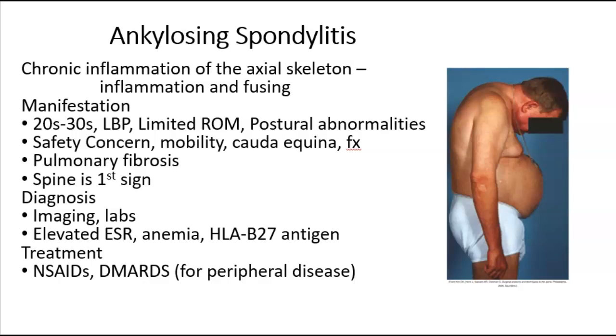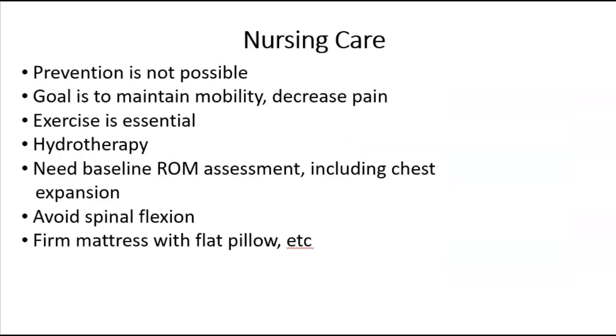Inflammation in this disease doesn't just affect the skeleton, it also affects the eyes, the heart, the kidneys, the lungs, and the peripheral nervous system. So we can't prevent it, we can't cure it. The goal is to maintain their mobility and manage their pain.